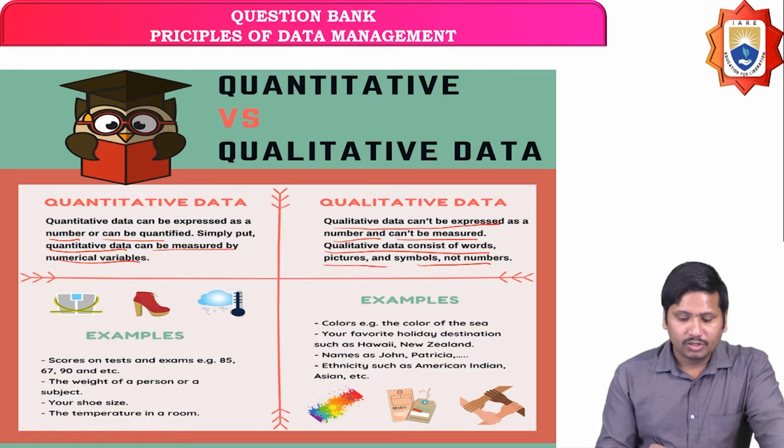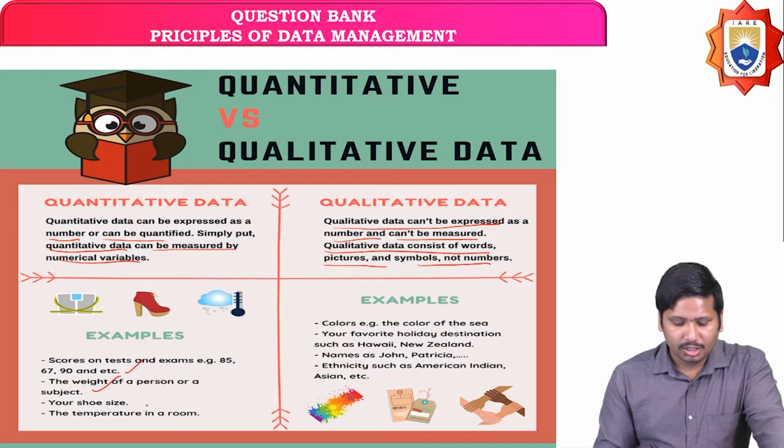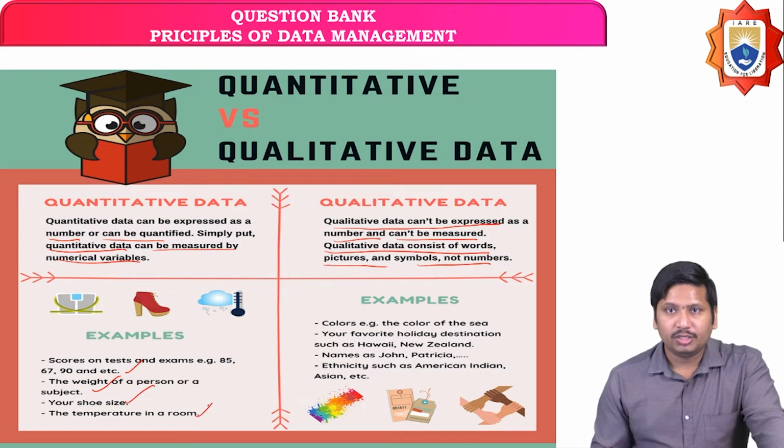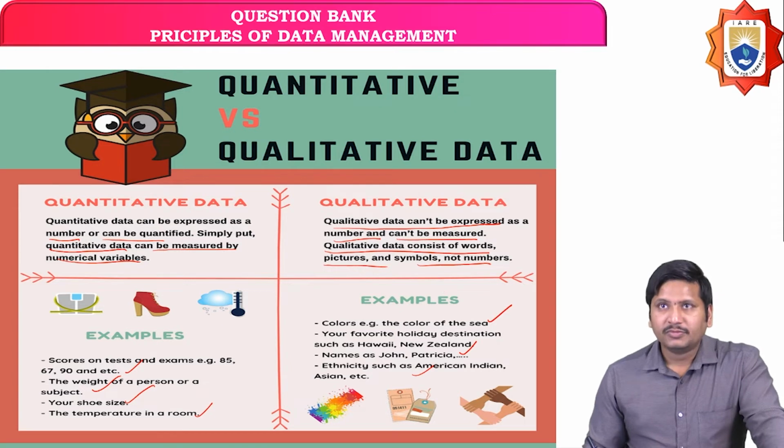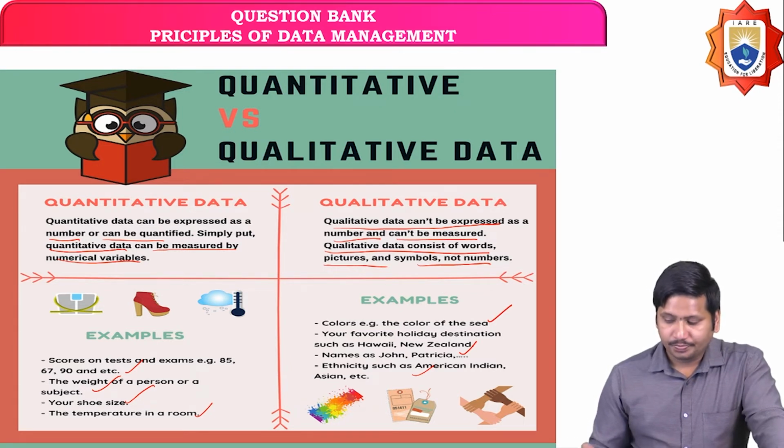So examples of quantitative data will be scores on tests, the weight of a person or subject, your shoe size, and the temperature in the room. These are some of the examples of quantitative data. And qualitative data will be colors and names, like John, and ethnicity, like American, Indian, Asian, and so on. So these are the examples of qualitative data.